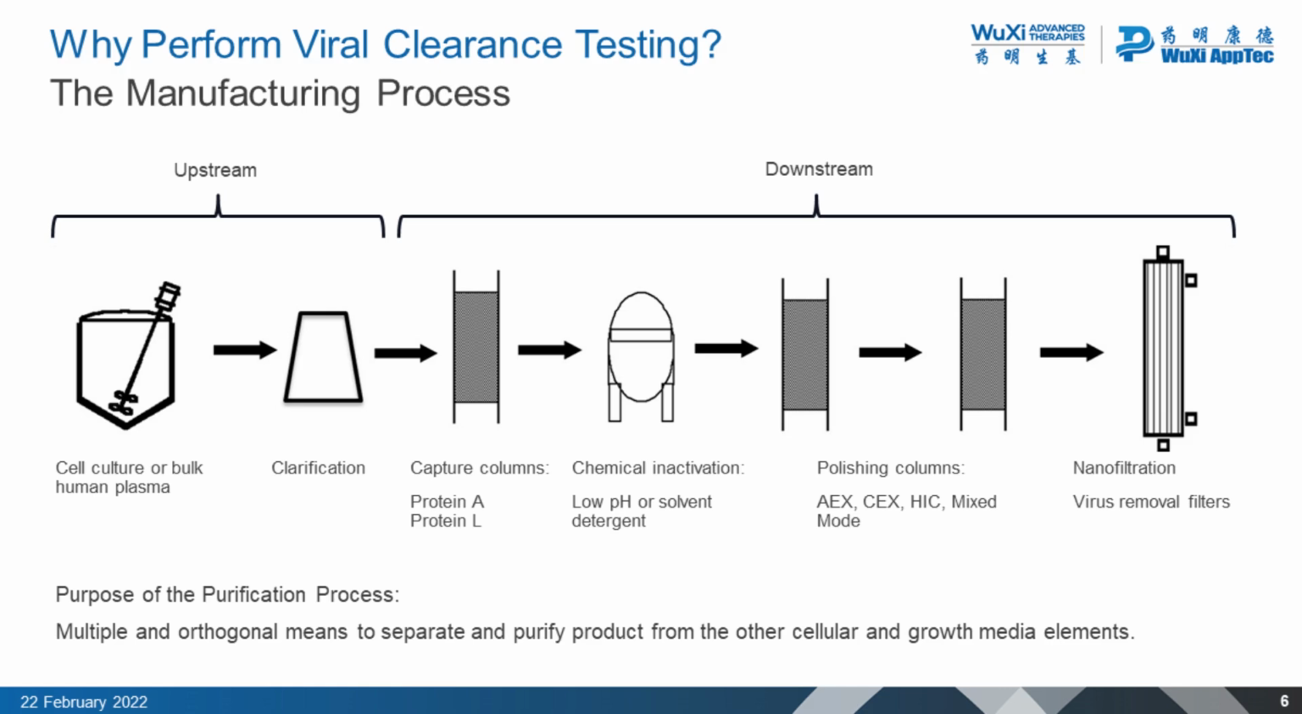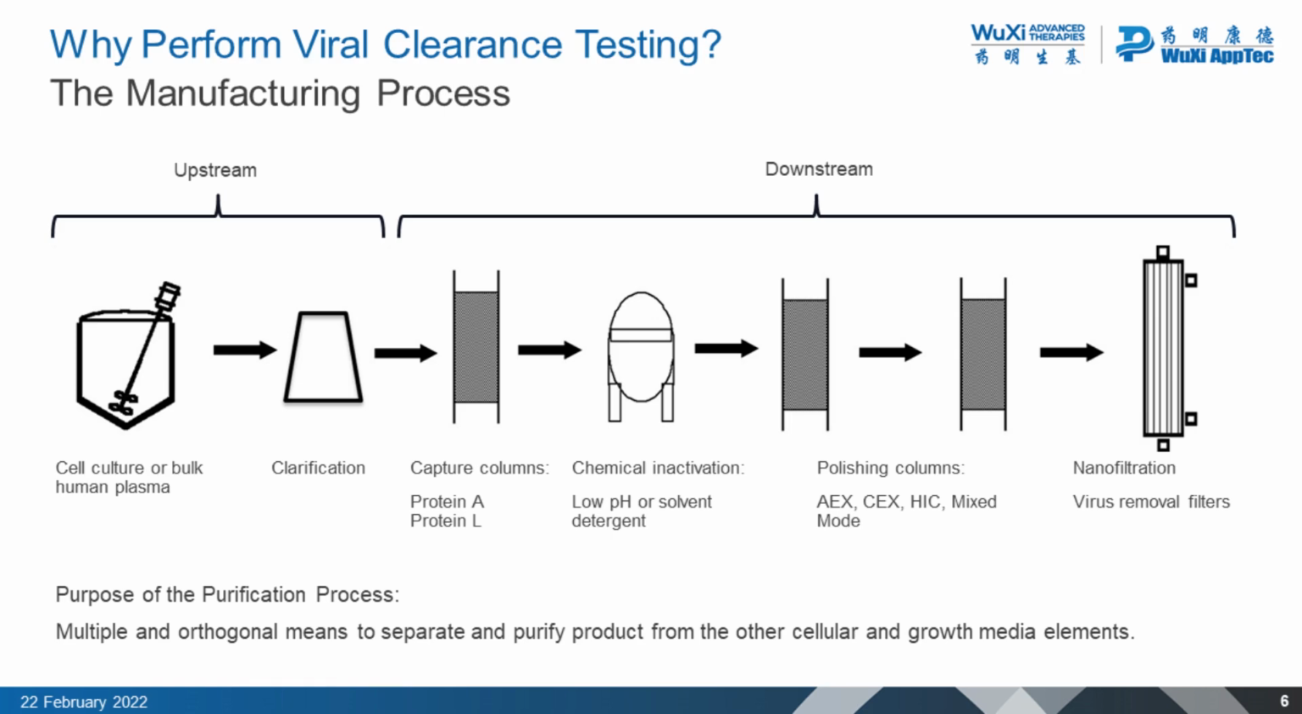So just to go over the manufacturing process and following up on what Kathleen had said. For biologically derived products such as monoclonal antibodies and cell and gene therapy products, we like to designate two separate regions of interest, the upstream and the downstream. As far as the upstream is concerned, that is generally the cell culture and bulk human plasma, followed by a clarification to remove any cell debris, at which point we move into the downstream process.